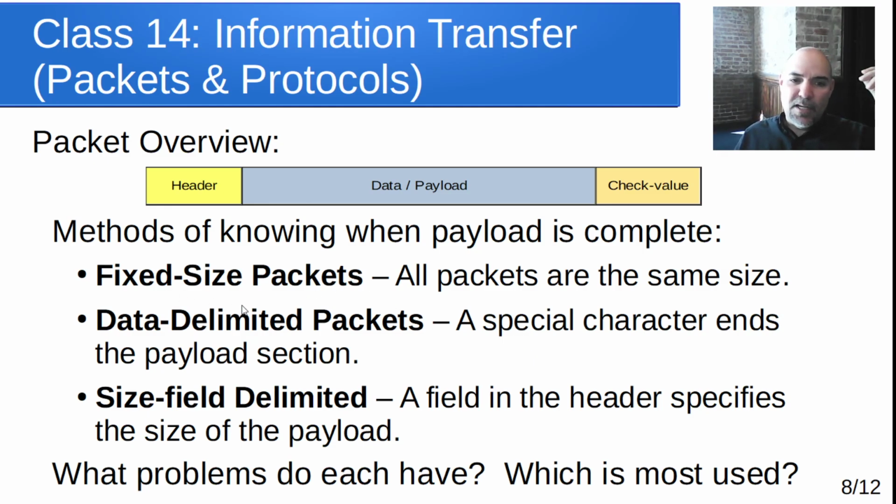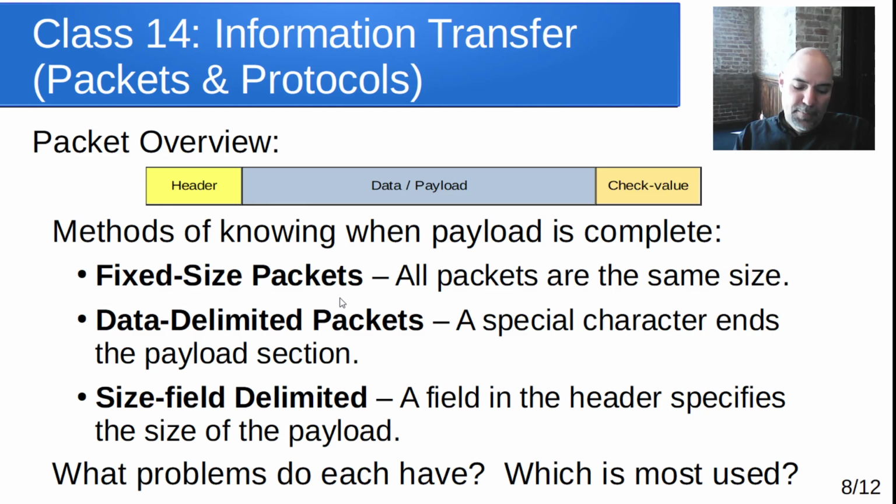They're always the same size. We always know where the check value is. This is just data. So it's simple in that we don't have to worry about allocating different amounts of data or memory based on different packet sizes. It's always the same. You can do static allocation.